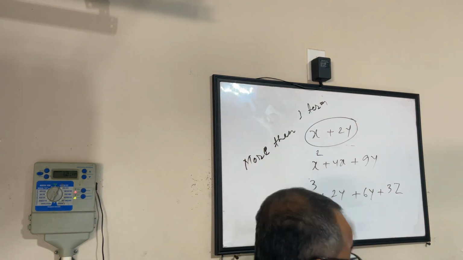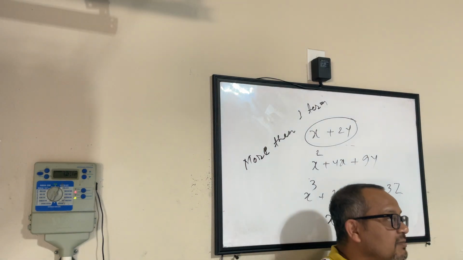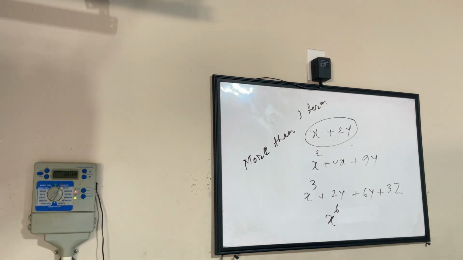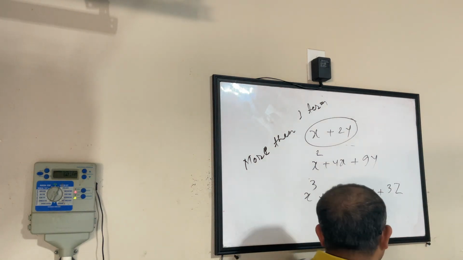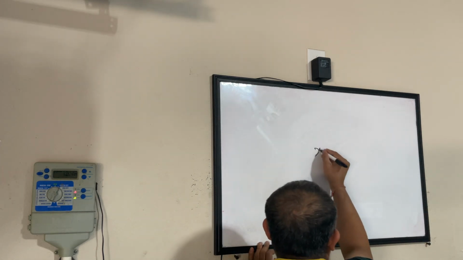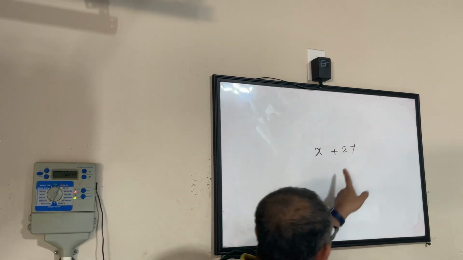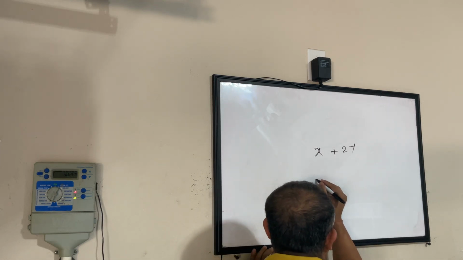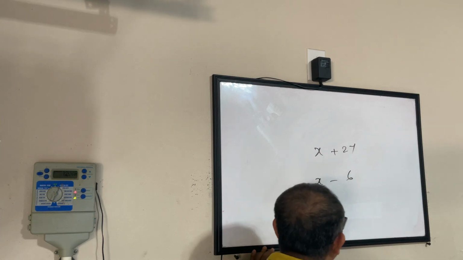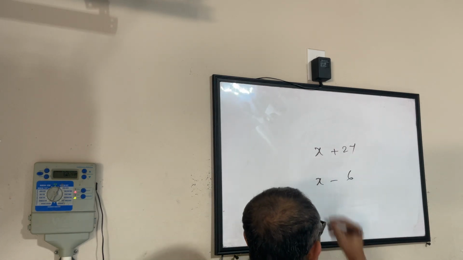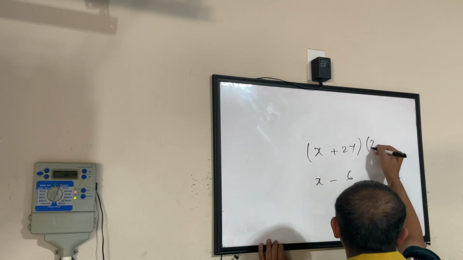So now when I talk about polynomial multiplication, I'm essentially talking about multiplying something like, this is one polynomial, two terms. Let's say if I talk about x minus 6, this is another polynomial. This has two terms, this has two terms. I'm talking about multiplying these two.